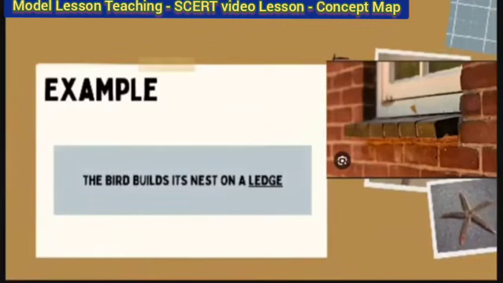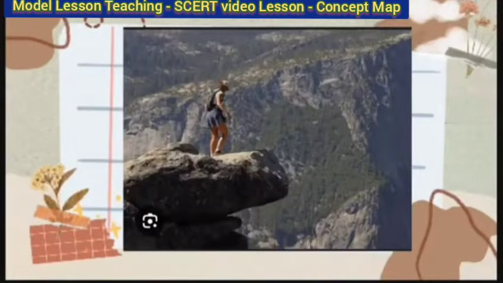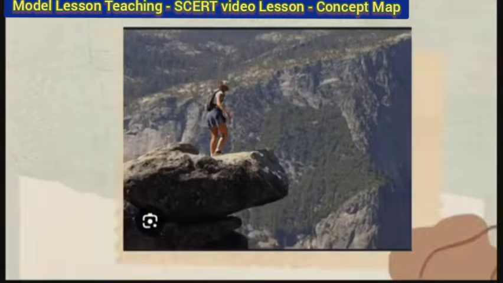The bird builds a nest on a ledge. The next word is brink. Brink means edge. Ledge and brink both give almost the same meaning.